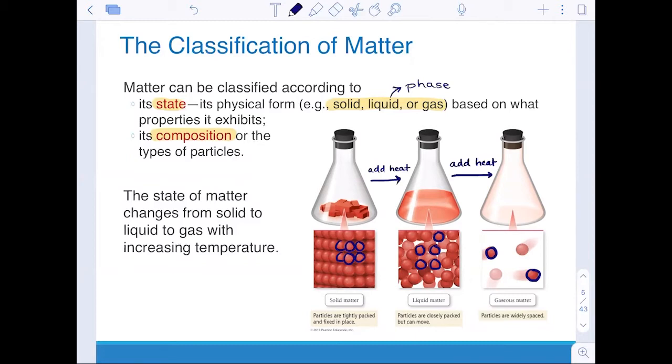So I like this picture because not only can we start to see the particulate diagram right there with the packedness, but we can see that solids have a very concrete shape, right, and a concrete volume. Liquids tend to take the shape of their container, but they're at least a fixed volume. And gases just spread out as much as possible.